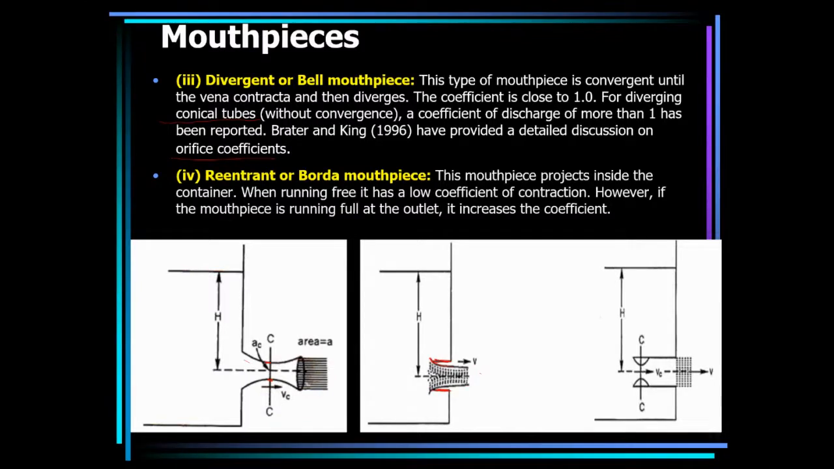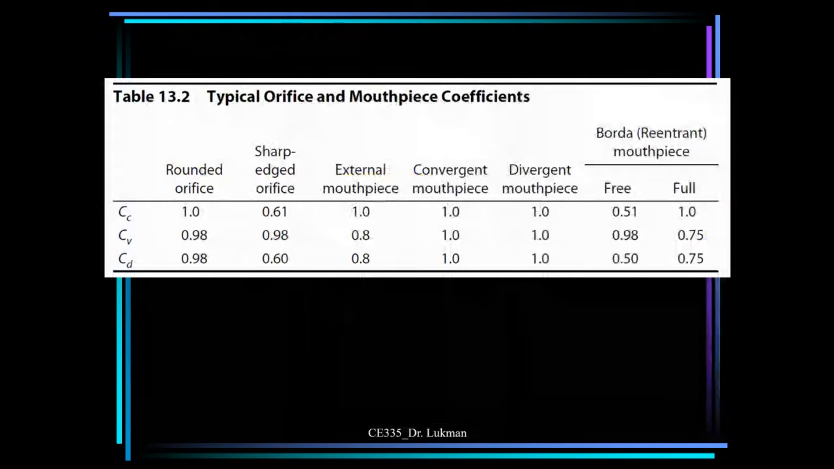Okay, so definitely the coefficient of discharge here is less. Okay, when running full, it means it is contracted, but then it touches the side of the mouthpiece. So at the end, it emerges at the same area as the area of the mouthpiece. Okay, so the coefficient of contraction here is higher than this one. Now, these are some of the values of the coefficient of discharge.